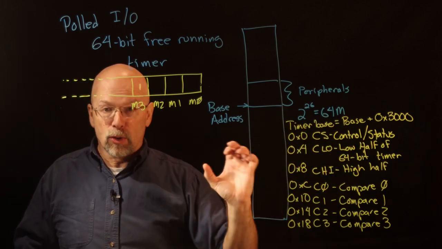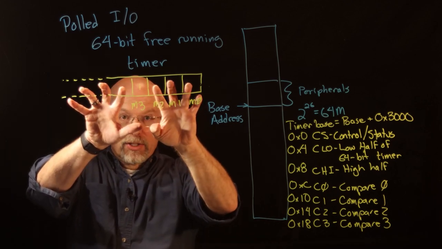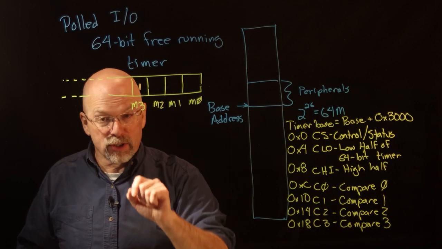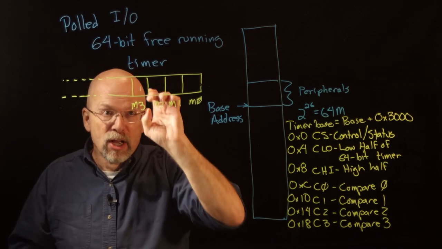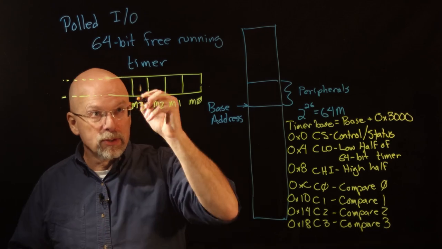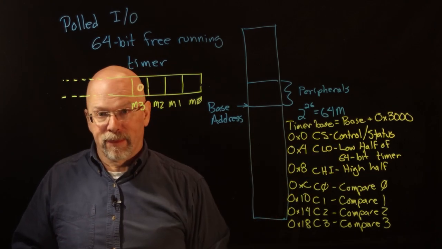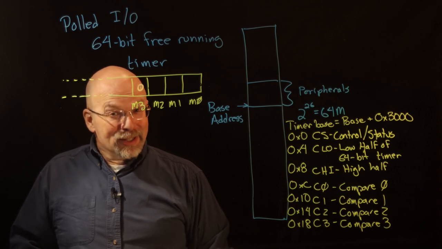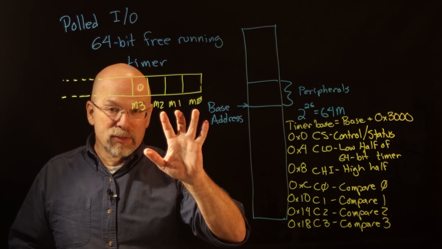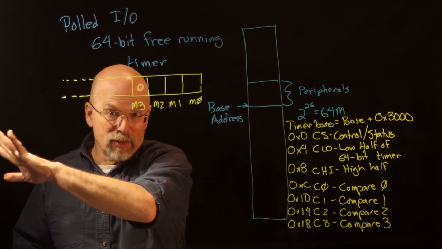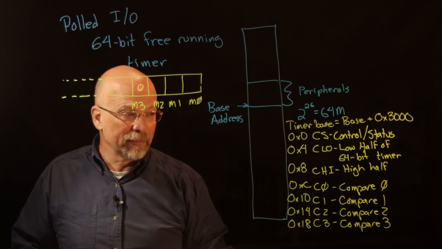So I read my control status. I do a bitwise AND with ones in all positions except M3 where there's a 0. When I do a bitwise AND, it clears that. It puts a 0 there, so it will force a 0 to be in this location. All right. And then I store it. Believe it or not, there's a problem with that. I've left these bits alone. I've left M0, M1, and M2, and all the other bits. I've only cleared M3, right?